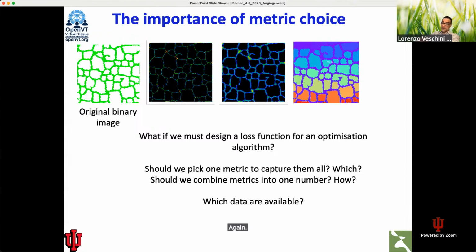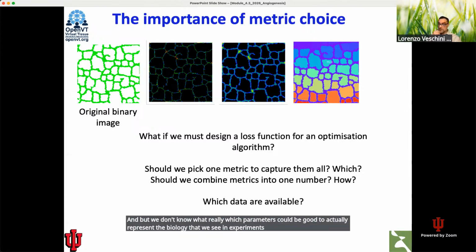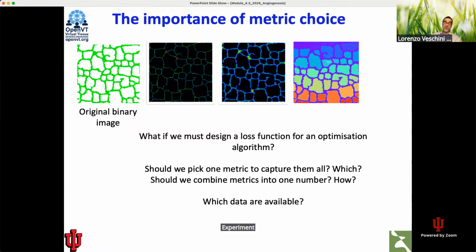Again, another important issue about metrics is what if we want to address an inverse problem. For example, we have a simulation that we believe is biologically meaningful, and it's run by a few parameters, but we don't know which parameters could be good to actually represent the biology that we see in experiments. So we might want to do the reverse problem: given the results, given experimental data, how do we infer the parameters that might reproduce those data in a simulation?